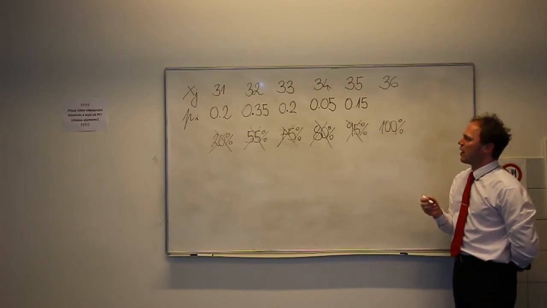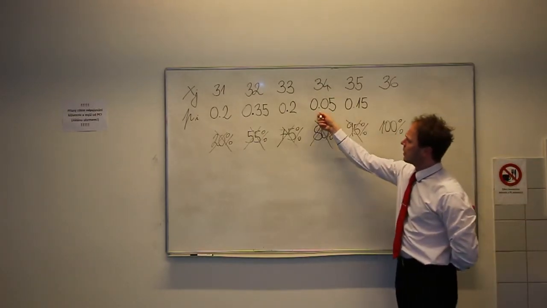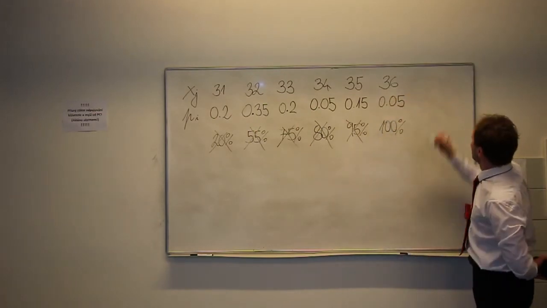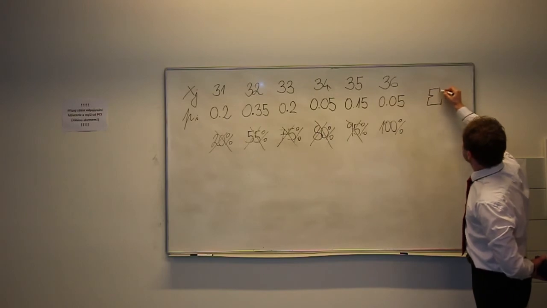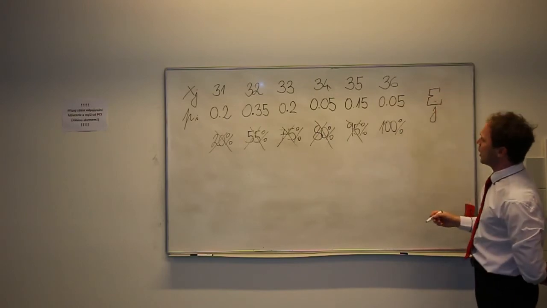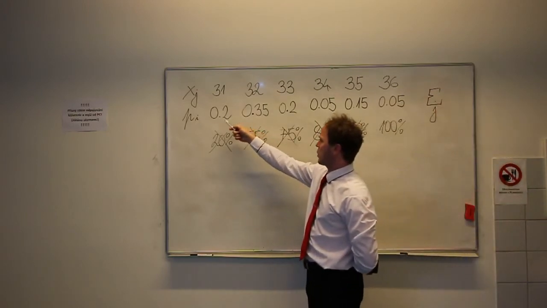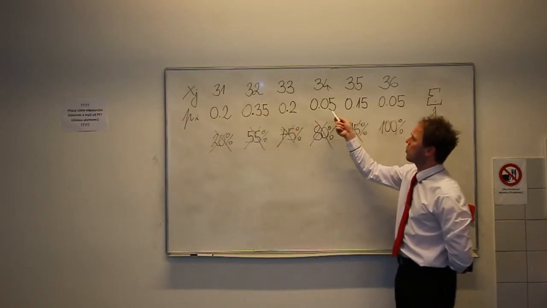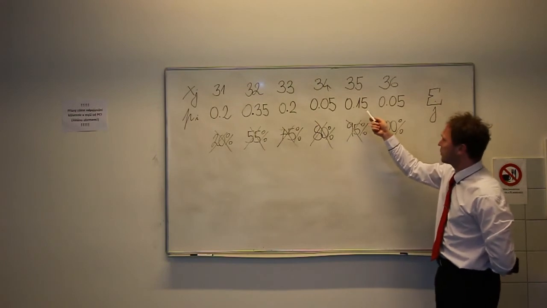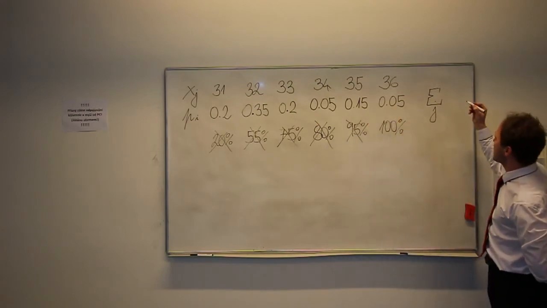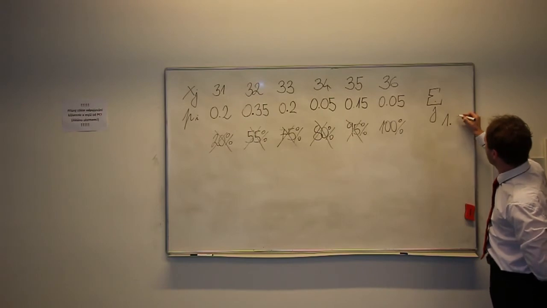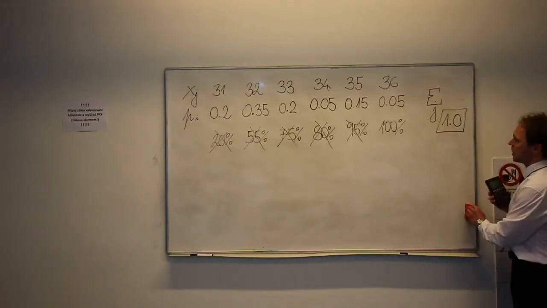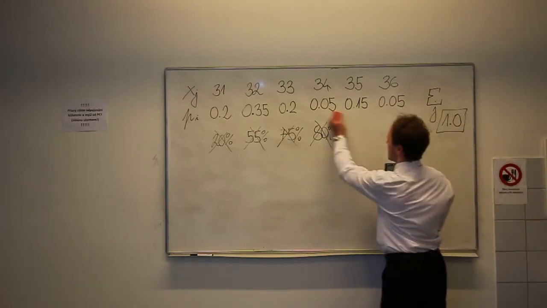100 minus 95 is 5%. So again, this value is 0.05. Yes. If we calculate the summation through all j, 0.2 plus 0.75 plus 0.2 plus 0.05 plus 0.50 plus 0.05, we must reach the value 1.0. Yes, nobody is missing in our sample.